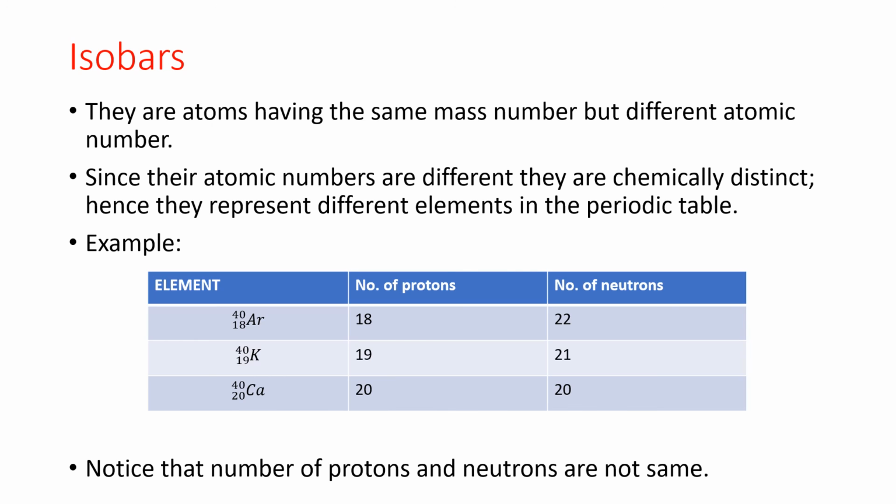Unlike isotopes, isobars do not occupy the same place in the periodic table because they represent different elements, and therefore argon, potassium and calcium have different places in the periodic table. This table will illustrate to you that the number of protons and the number of neutrons need not be the same. 18-22, 19-21 and 20-20 merely underlines the fact that in isobars the number of protons and number of neutrons are not necessarily the same.